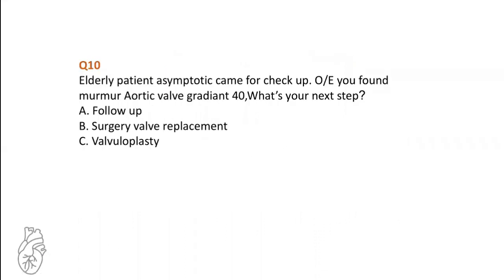An elderly patient, asymptomatic, came for a checkup and you found an aortic stenosis murmur. Aortic valve gradient is 40. What do you do next? A, follow-up; B, surgery for valve replacement; or C, valvuloplasty?